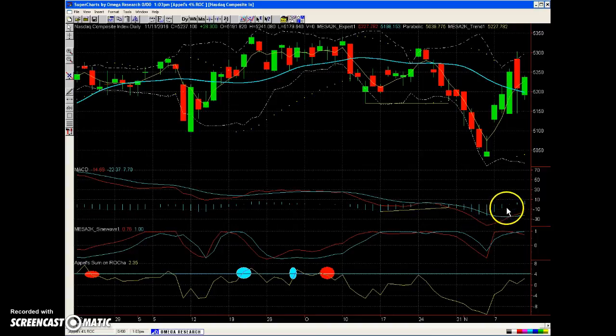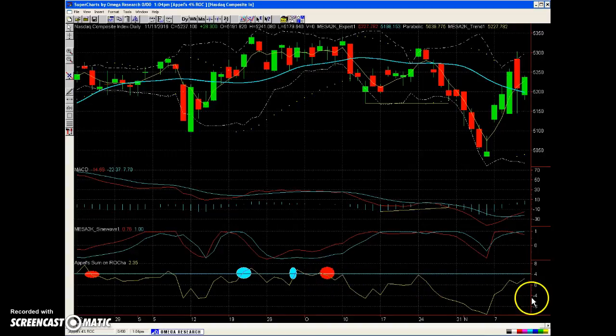MACD trended up from below the zero line and is continuing to do so. It's now above the zero line. The sine wave of the MESA system is continuing to be irregular. At the bottom of the chart, we didn't get a signal yet from Jelly Appel's sum of the rate of change indicator. We're still on this sell signal here.